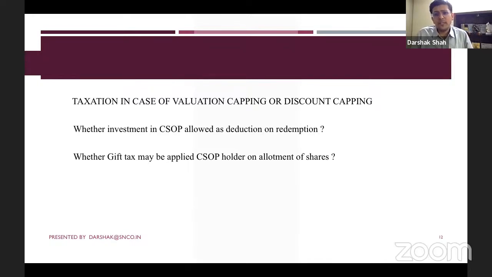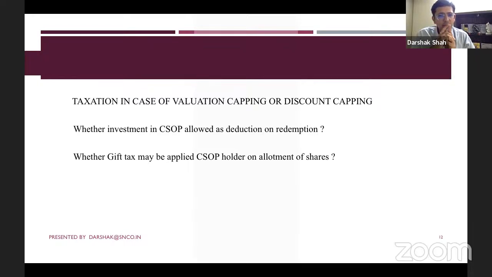But of course, now we need to look into the overall guidelines, which are not there today. But if logical inferences have been drawn out of it, then yes, that should be allowed as the deduction. Whether gift tax, I mean to say section 56.